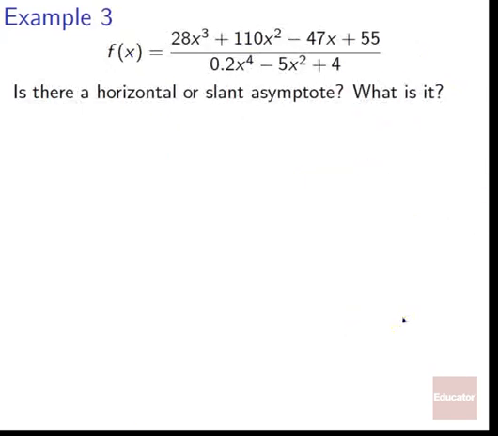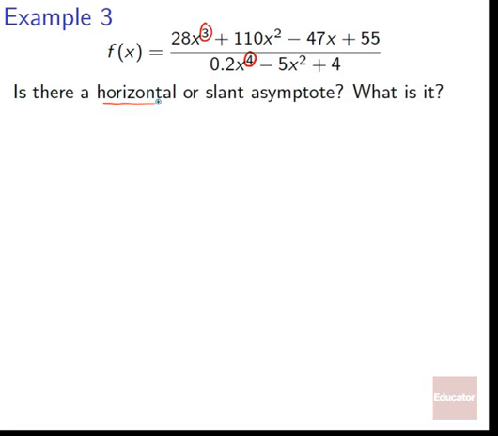Great. We've got 28x cubed plus 110x squared minus 47x plus 55 divided by 0.2x to the fourth minus 5x squared plus 4. Is there a horizontal or a slant asymptote? What is it? So in this case, first thing, as always, we look at our degrees. Numerator degree is a 3, denominator degree is a 4. So if the denominator degree is larger, it crushes everything, right? It's going to be able to eventually, in the long run, overtake the numerator. It will run faster than the numerator, grow larger, and it will crush everything to 0.